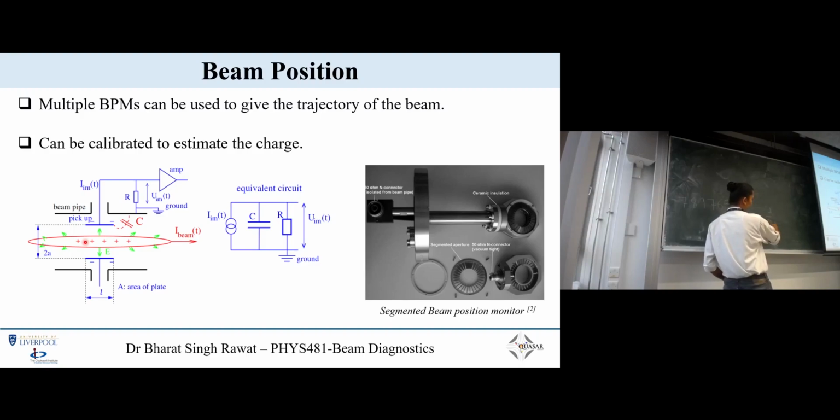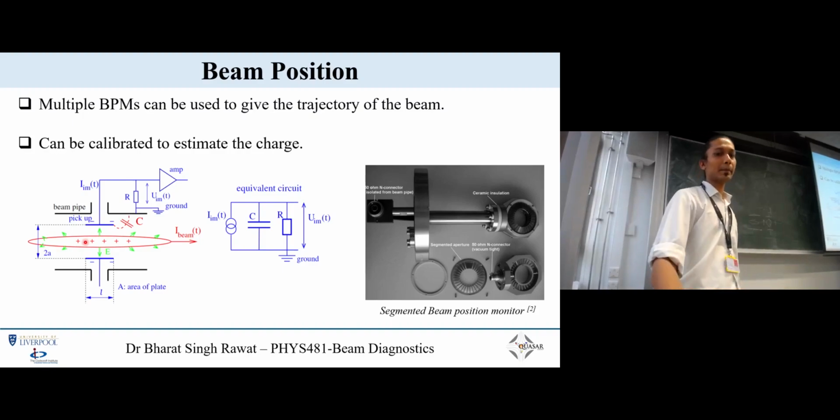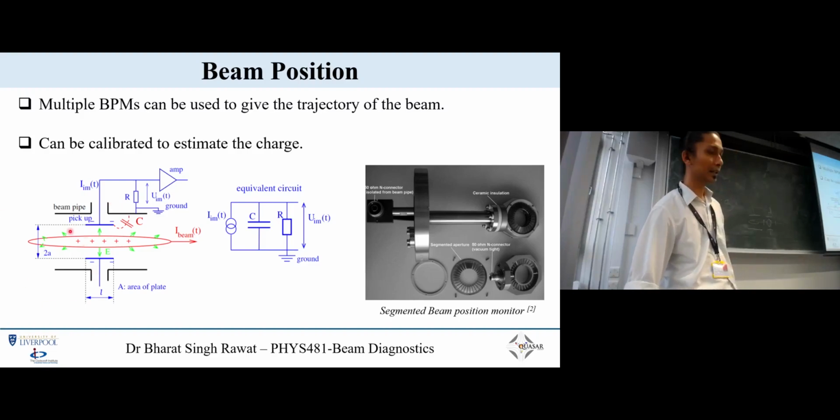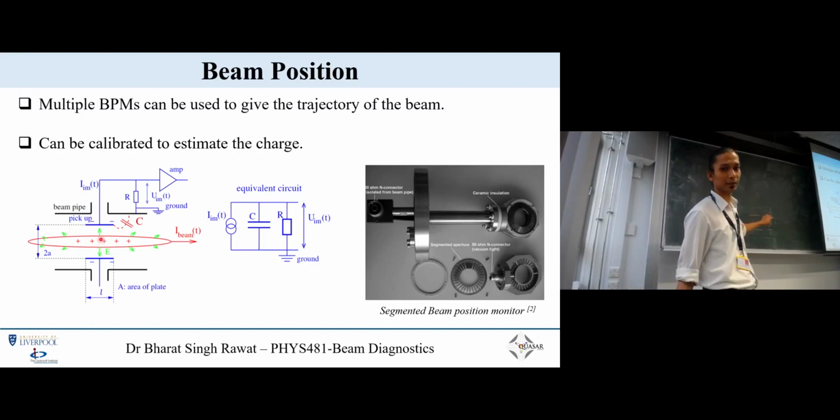Then there will be an asymmetry in these 2 electrodes as well. So based on some mathematical relationship that you can calculate on paper, you can estimate the position of its centroid, of the centroid of the bunch.